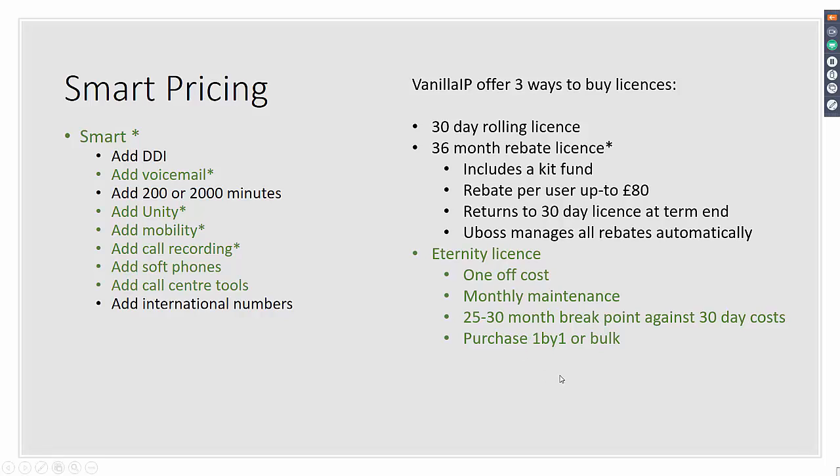And critically, we see for you as resellers, you can buy these licenses one by one. You can buy them product by product, so you're not buying a whole suite of Eternity functionality in one license. You can buy Smart User, you can buy voicemail, you can buy mobility and call recording, all as separate Eternity licenses. And you can buy them one by one, or you can buy them in bulk. So you've got complete flexibility according to your cash flow or the propositions you're putting out, how and when you buy those products from us.